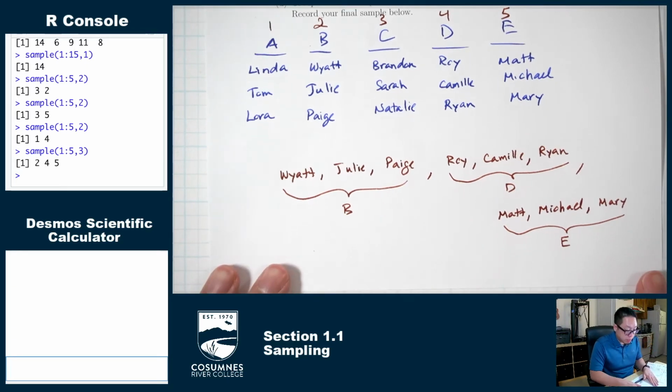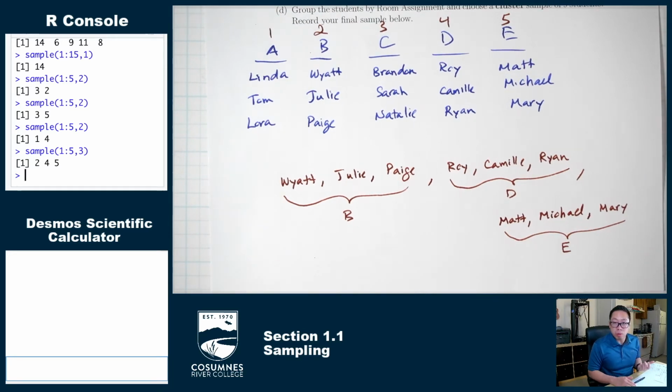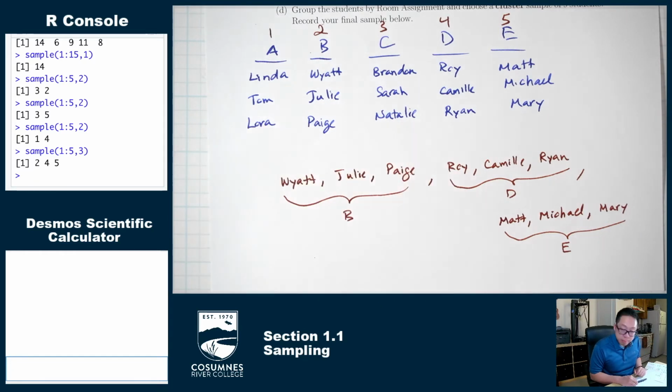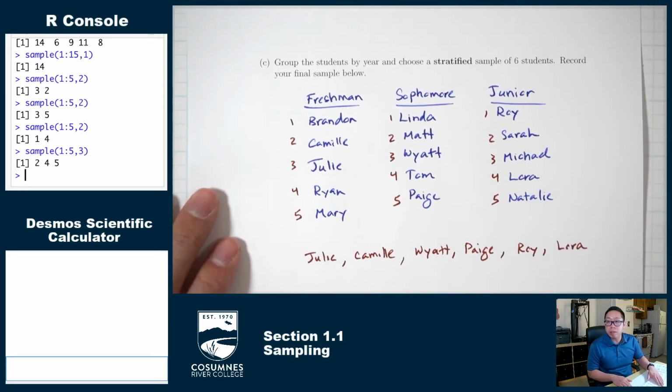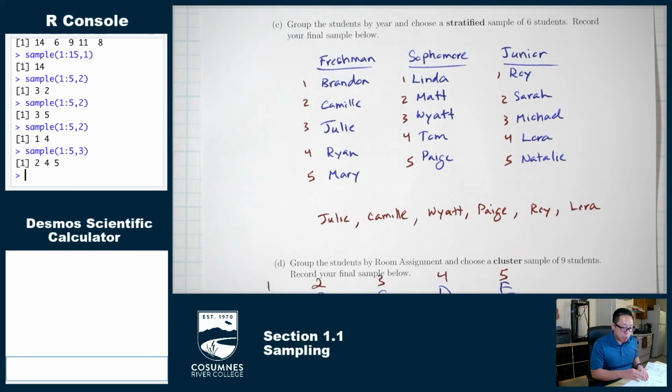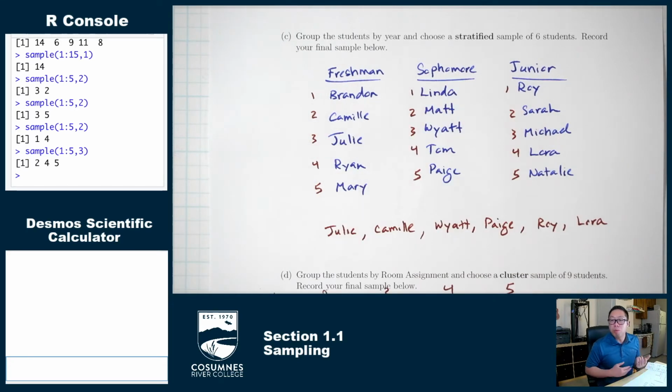Okay, notice that I don't have representatives from every single group. So in particular, I don't have anybody from room A or room C. But that's okay, because I broke them up by rooms, and I don't expect there to be differences between the rooms. So it's okay that I'm not including rooms A and C. Whereas in part C, the stratified sample, I broke them up by year, by freshmen, sophomore, and juniors. And because I do think there might be differences between freshmen, sophomores, and juniors, when I pick my sample, I'm choosing stratified because I do want representatives from every single group.